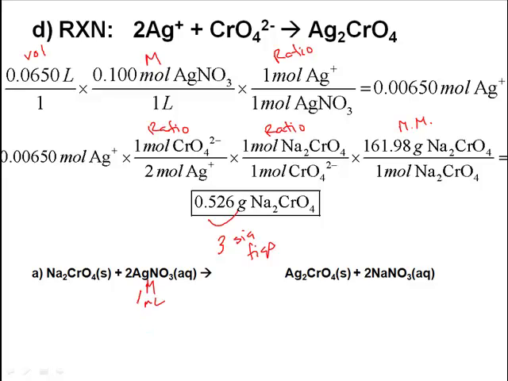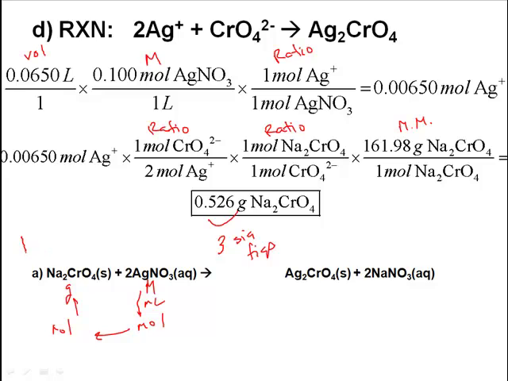So use those two to find the moles of the silver nitrate. Convert that into moles of the sodium carbonate, and then back into grams of the sodium carbonate, and that will give you your answer in terms of what is needed to react with the silver nitrate.